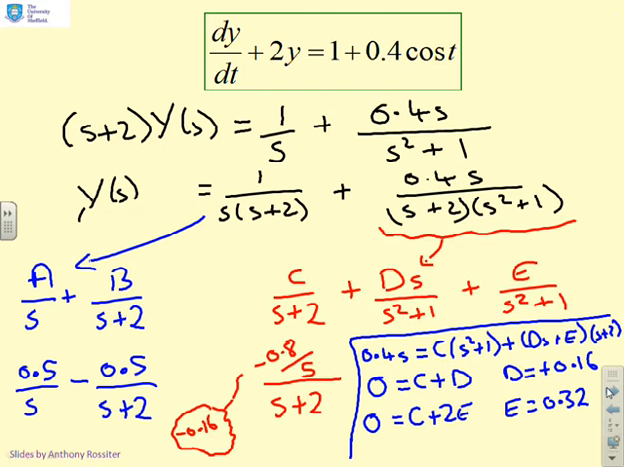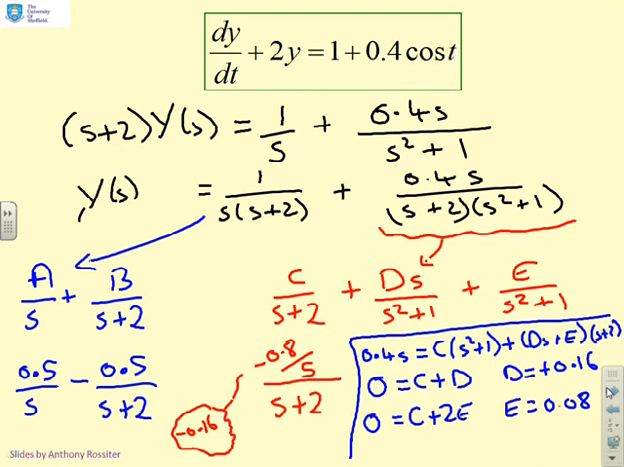Sorry, I've got that back to front. That always happens when you're doing something. E equals 2e. It means e equals 0.08. So I've now finished all the difficult parts of this inverse Laplace. You can now put the numbers in.